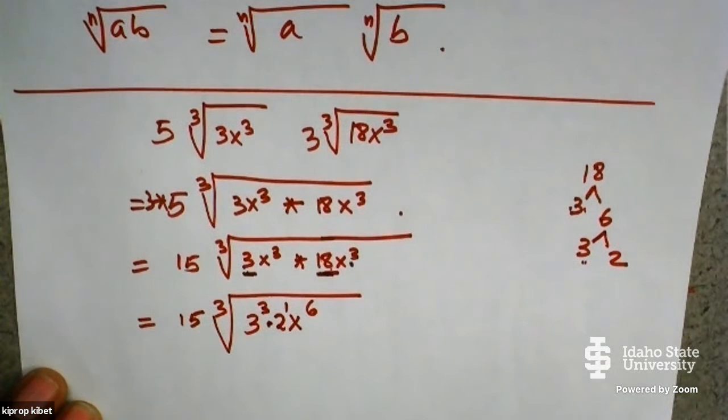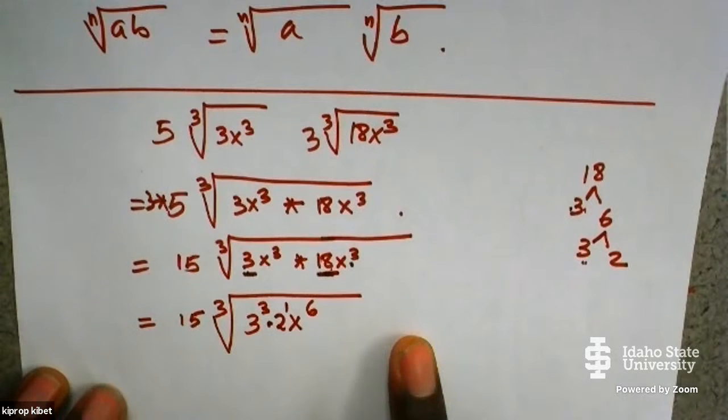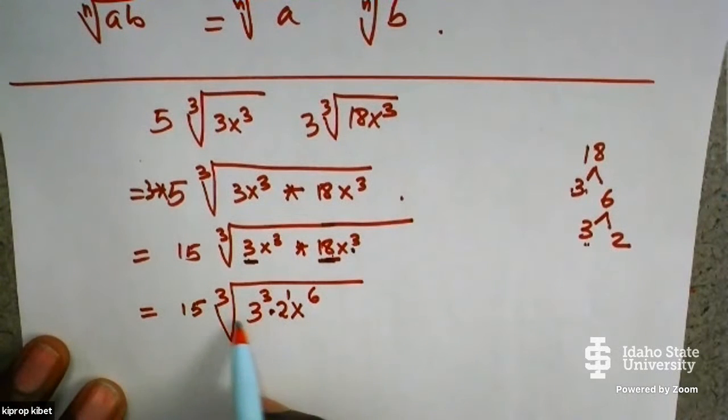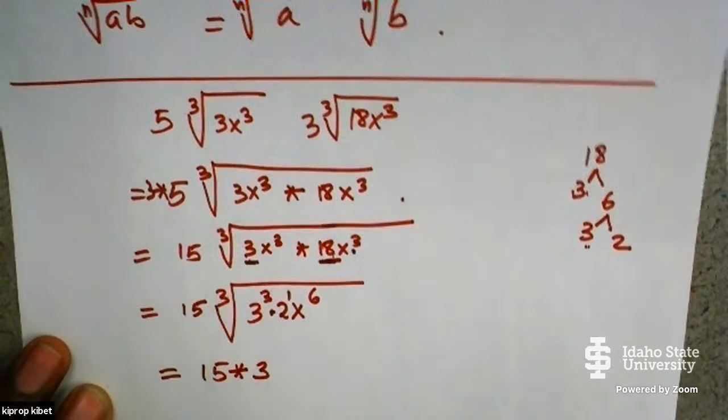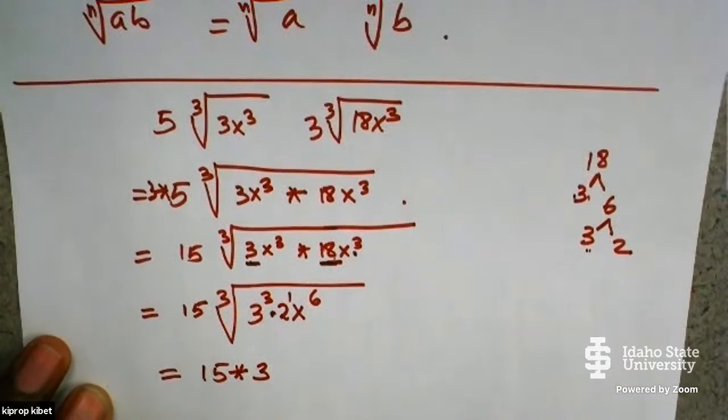Now, if we simplify this, multiplied by the power here, then it will be 15 multiplied by 3, right? The 3 will come outside.